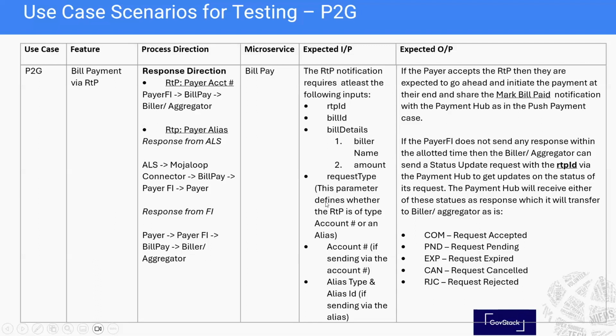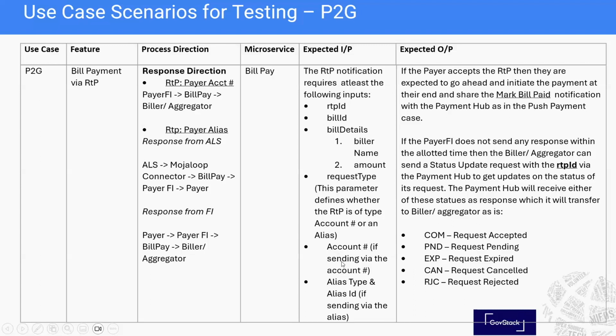In our RTP request API, we have the parameter which identifies whether it's directly to the account or alias. In case an alias is selected, then there is a further parameter which identifies the type of alias that is being sent, so that it could be used to resolve the address. So the basic inputs that are expected from the RTP notification are these.